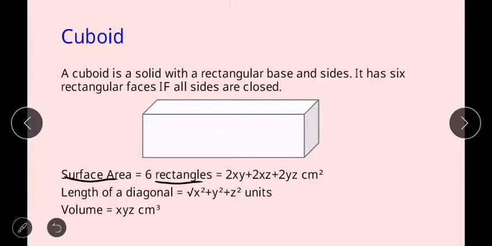2xy plus 2xz plus 2yz centimeter squared. That is the formula to calculate the surface area of a cuboid. Let's take this formula again: 2xy plus 2xz plus 2yz. Do you know what these terminologies mean?